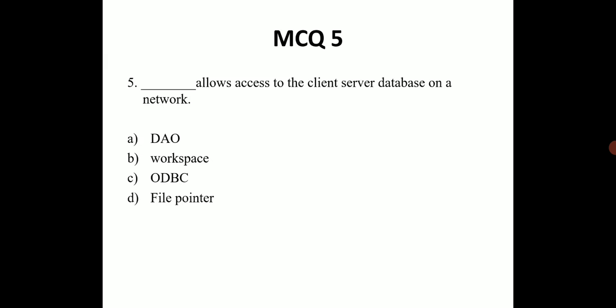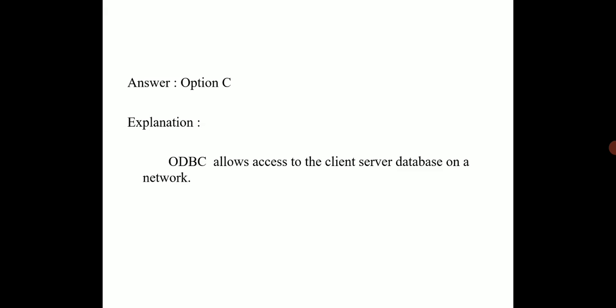Dash allows access to the client-server database on a network: DAO, workspace, ODBC, file pointer. Yes, option C. Explanation: ODBC allows access to the client-server database on a network.